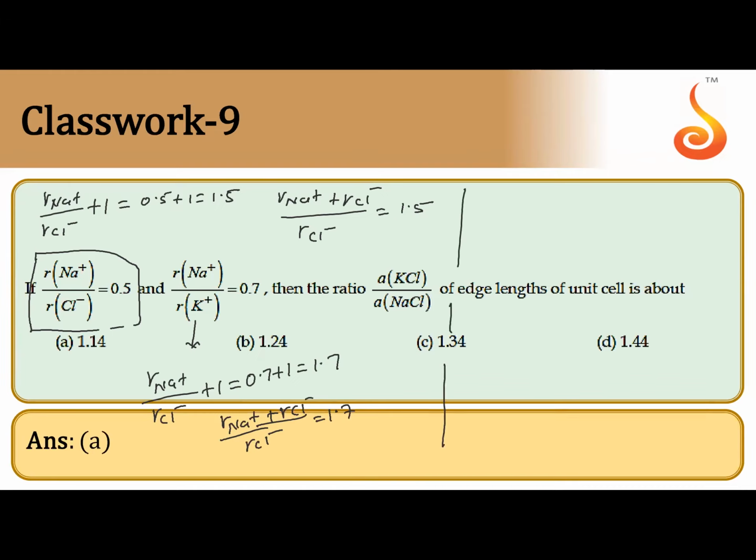Now, edge length of KCl by edge length of NaCl, this is what they are asking, that's equal to 2 into r K+ Cl- divided by 2 into r Na+ Cl-. This is the formula. Once again, I'll write this a little bit more clearly: twice r Na+ Cl-.